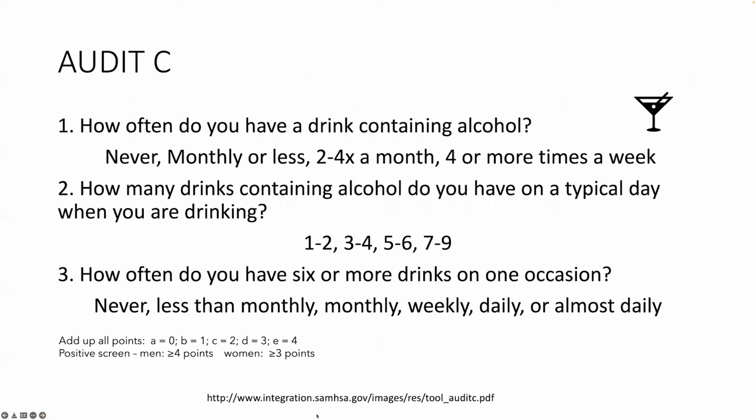The Audit C is the tool that is used to ascertain whether people are drinking beyond those recommended limits and whether or not they are binge drinking. We ask them these 3 questions. How often do you have a drink containing alcohol? How many drinks containing alcohol do you have on a typical day when you're drinking? And how often do you have 6 or more drinks on one occasion? There are points associated with each one of their responses. The points are added. Men who have more than 4 points, women who have more than 3 are then invited to answer additional questions about their use of alcohol.